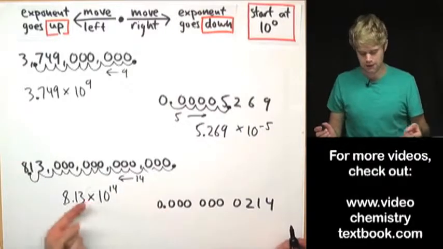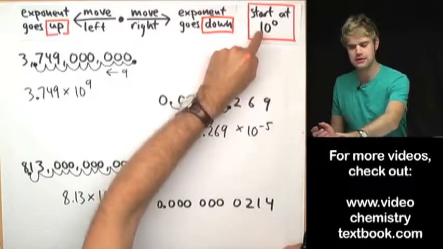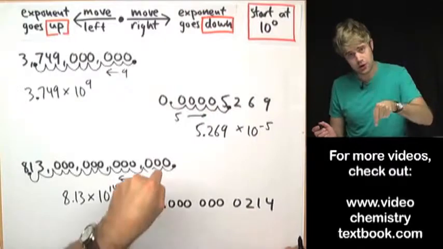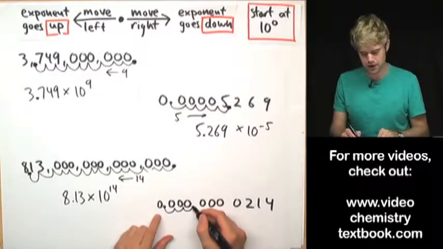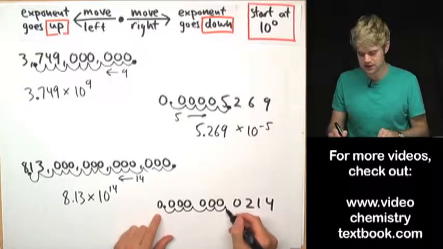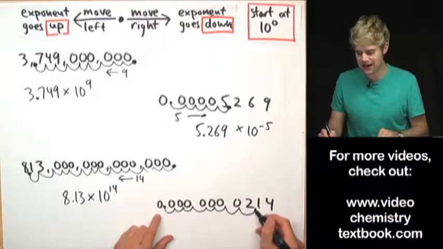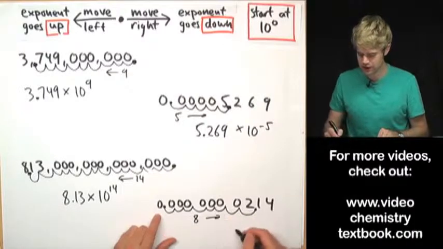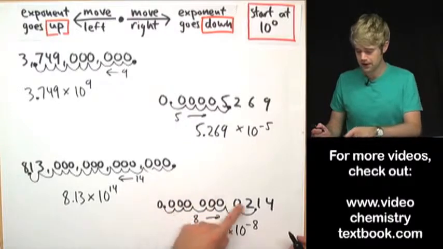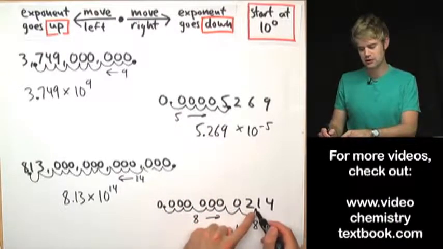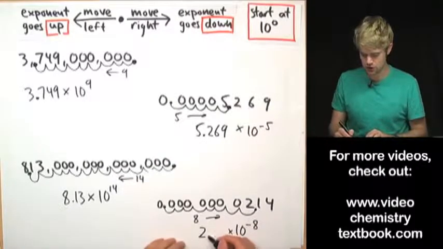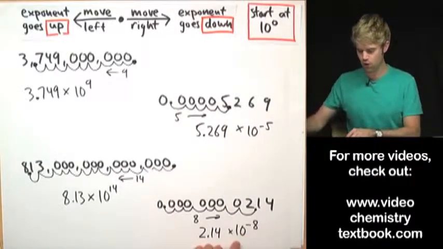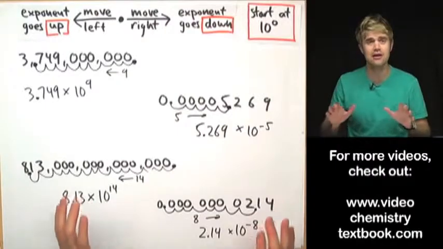This one here, I'm moving it in this direction, so we're starting at 10 to the 0, and then the exponent is going to be going down. So 10 to the 0, 10 to the negative 1, negative 2, negative 3, negative 4, negative 5, negative 6, negative 7, negative 8. 8 in this direction times 10 to the negative 8. And my number, I keep the decimal place here, so there is one non-zero digit to the left of it. It's going to be 2.14 times 10 to the negative 8th.